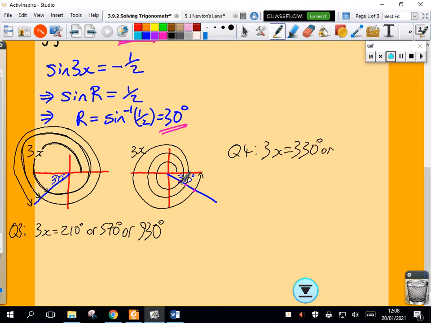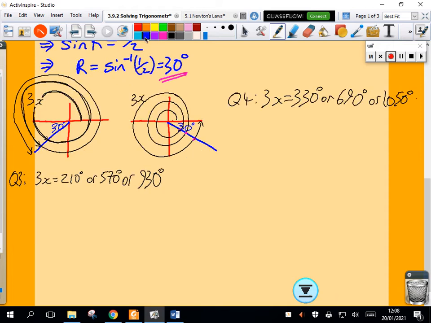But then I go all the way around again. I'm 30 degrees short of 720, which would be 690 degrees. And then all the way around again, I'm 30 degrees short of 1080 degrees, which would be 1050 degrees. So I'm going to look at all my values for 3x. You could list them out here in a big set if I wanted to. So 3x, and I might put them in ascending order. I don't have to, of course, it's a set. Order is not important in a set.